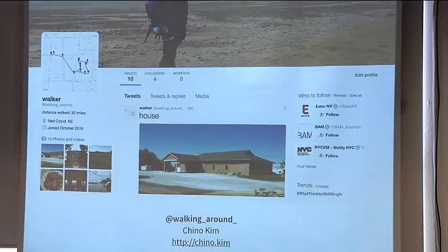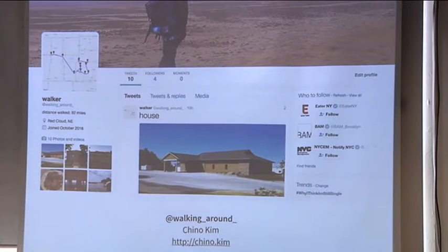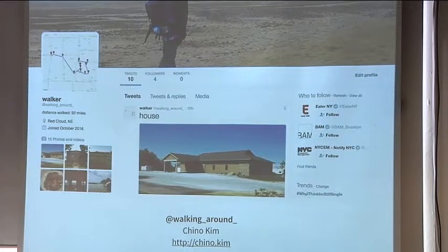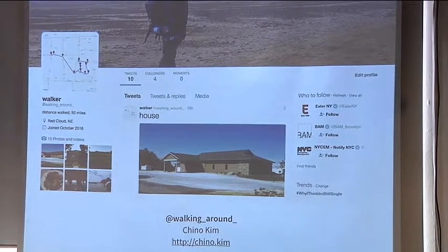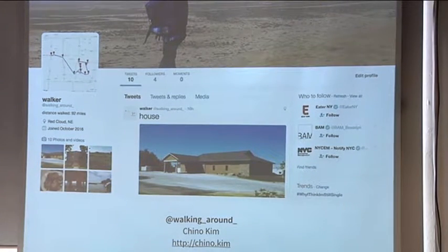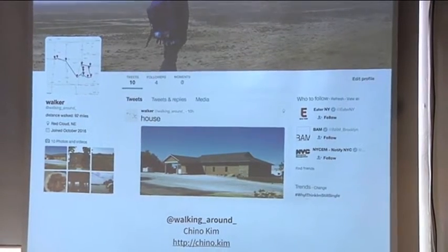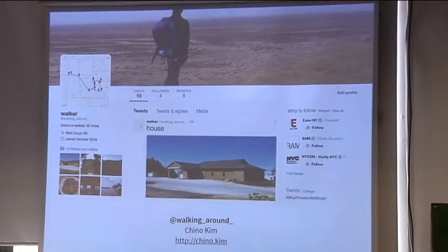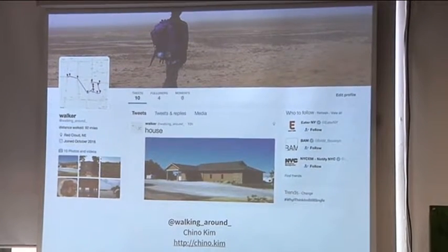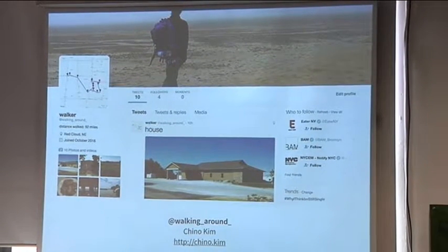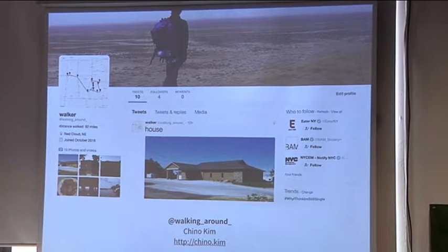This is a bot by Chino Kim, sitting right over there. If I was better about the time, I'd have him come here because I'll probably botch the explanation. But this is called walking around. There is an entity that's walking around, taking pictures, and going from place to place. These pictures are pulled from image searches, image data. What's really interesting about this bot is that as it decides where next to go, the next tweet won't appear unless the amount of time it would take to walk to that next location transpires.